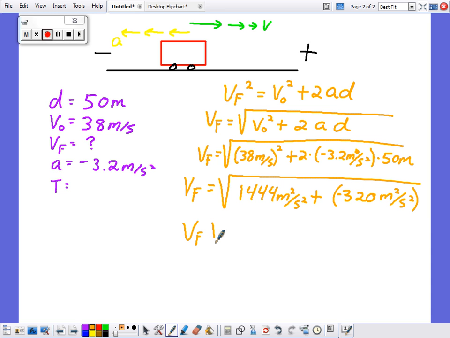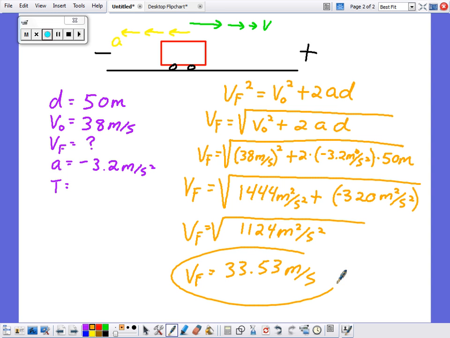So adding together the 1,444 meters squared per second squared and the negative 320 meters squared per second squared, we get 1,124 meters squared per second squared. We do our square root to finish it up, and we should get an answer of 33.53 meters per second for our final velocity.